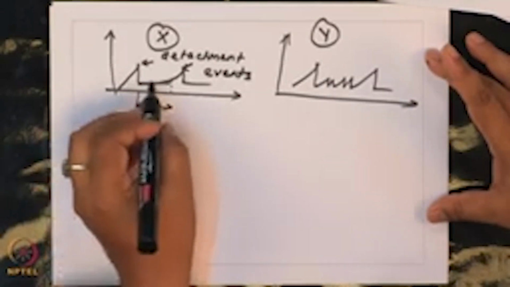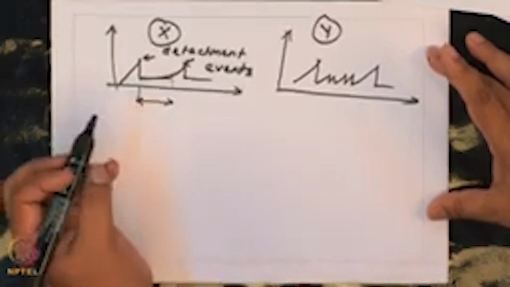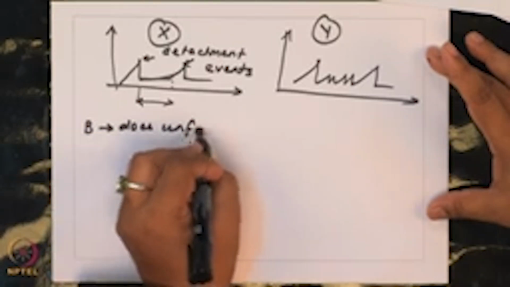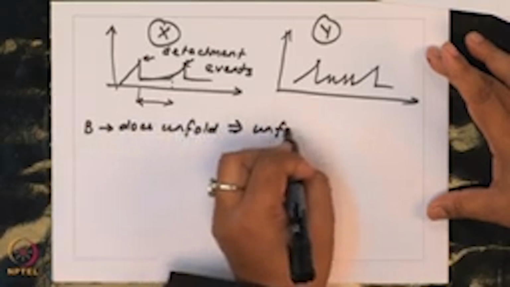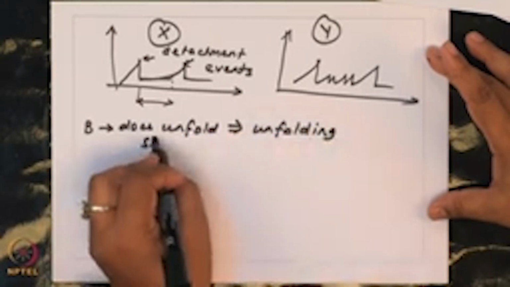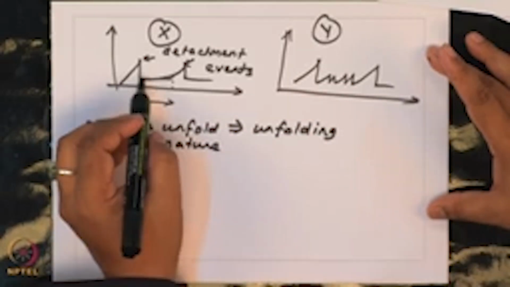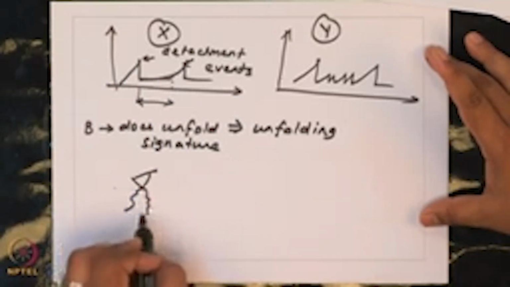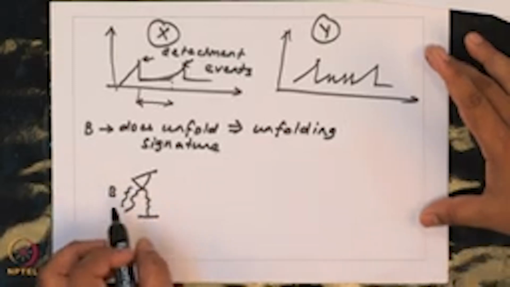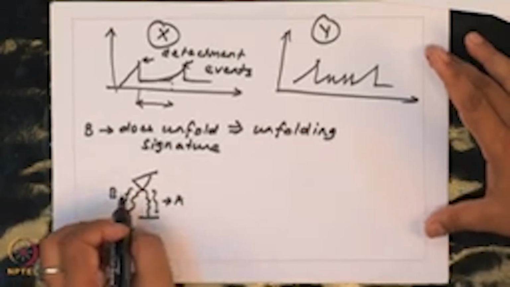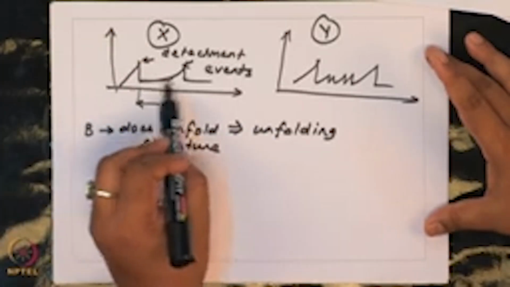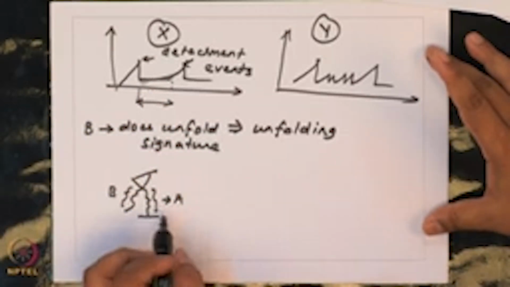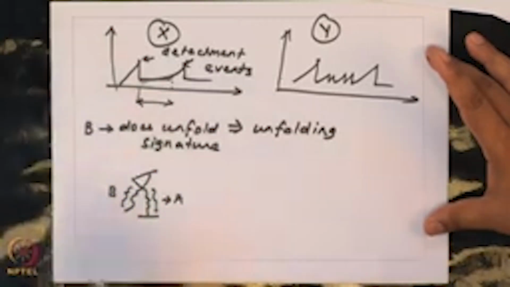But you do not know whether this is really coming from A, because B has not contributed. B does indeed unfold, which means that you should get some unfolding signature. In case X, if you pick up the protein such that all these B domains are here and all these A domains are here, B will not contribute to your signature, suggesting that this long gap of almost 0 force is a consequence of your domain A, but you do not know for sure, because you have not gotten any contribution from B.